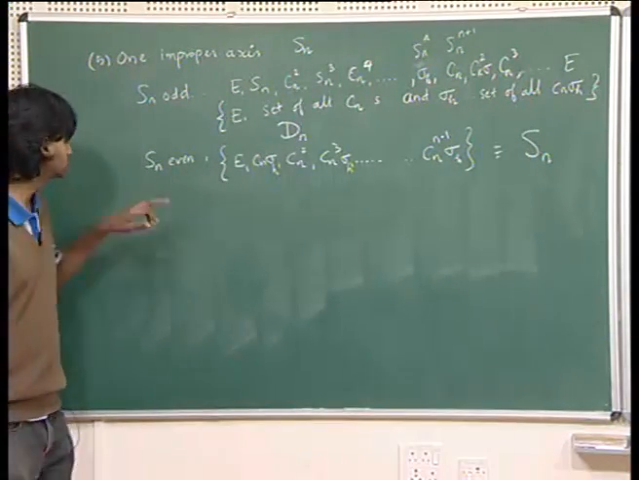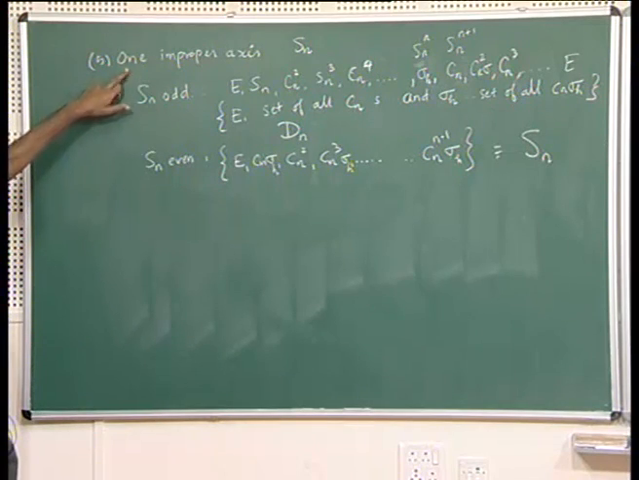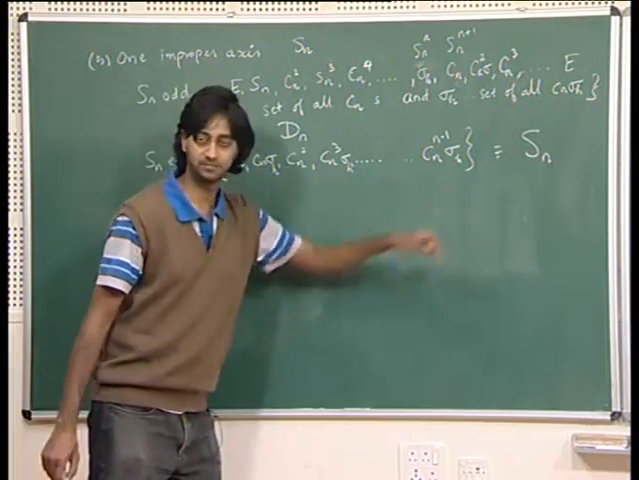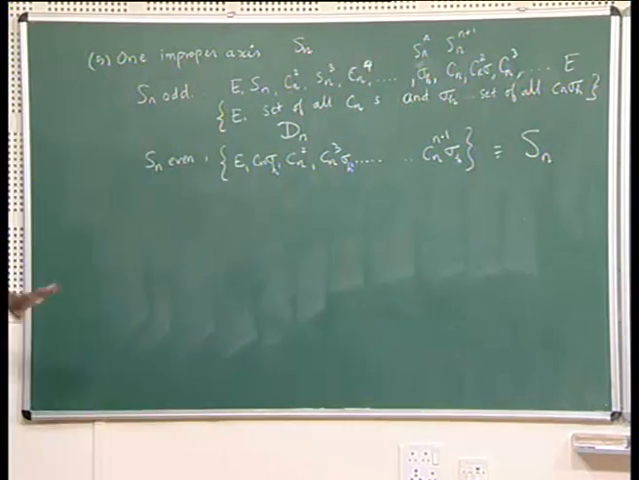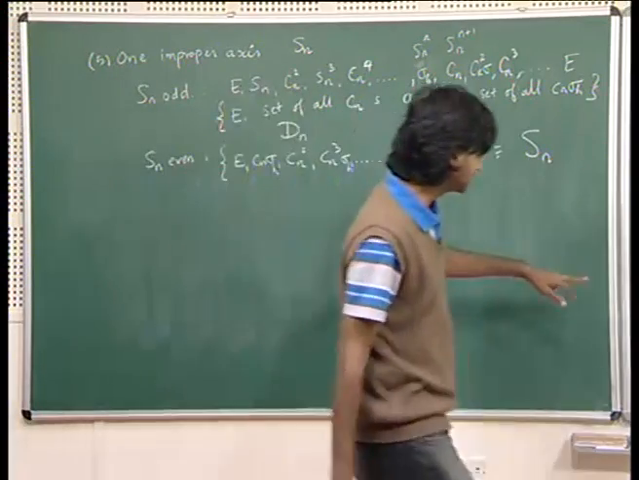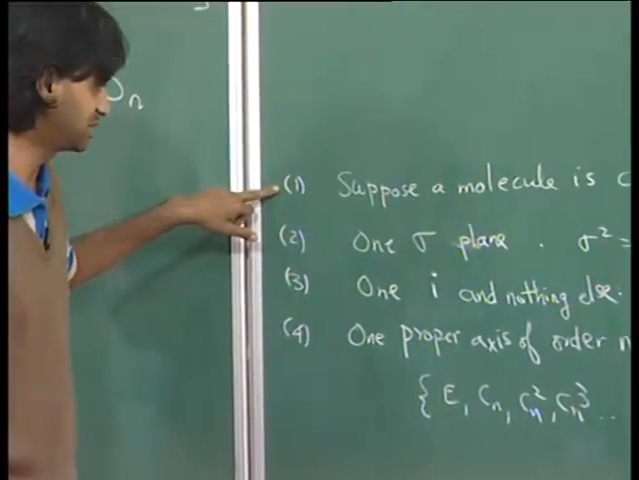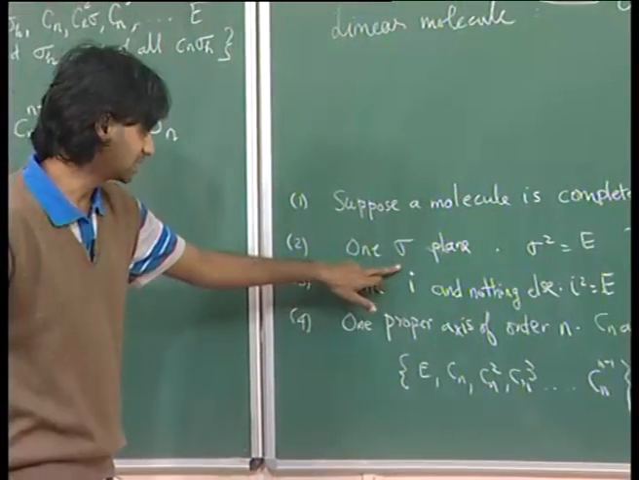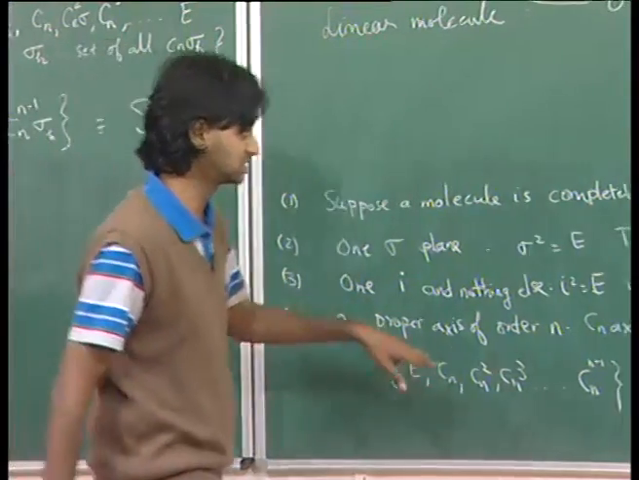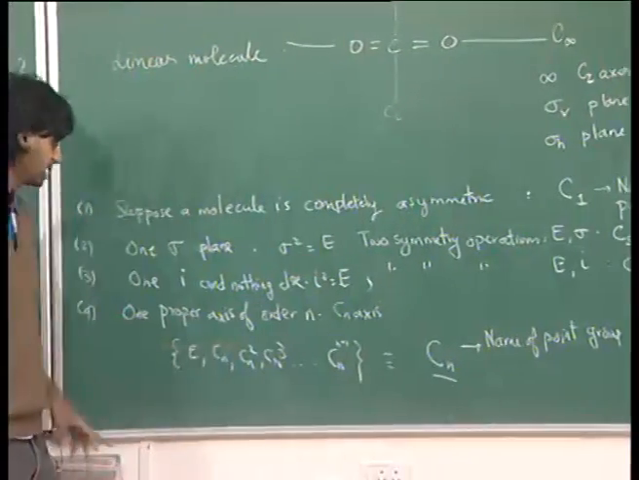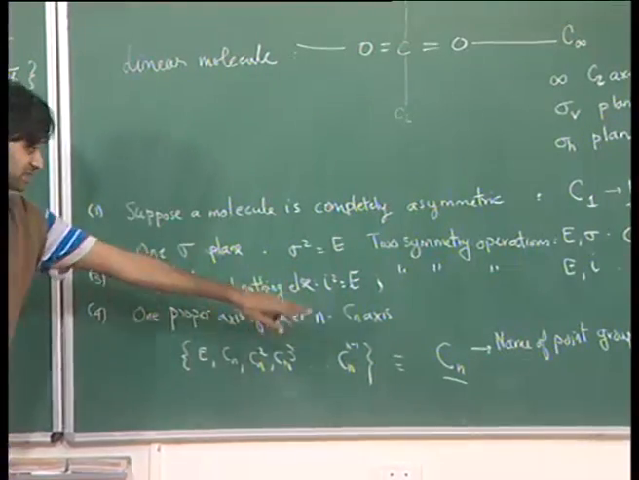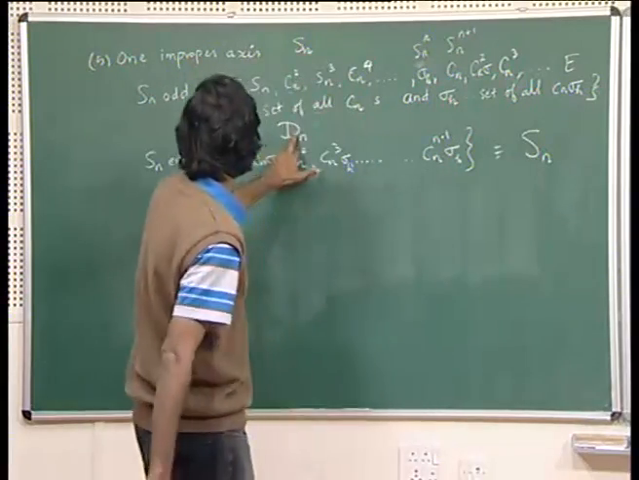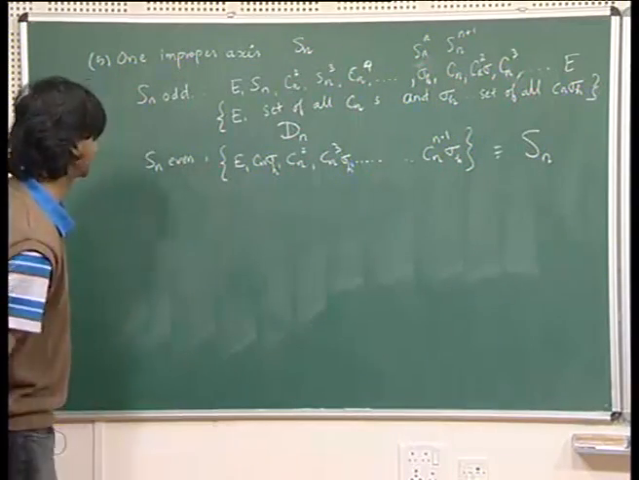So in case you just have one improper axis, if it is an odd axis, the group is called D_n. If it is an even axis, the group is called S_n. So these are the cases where you have only one symmetry element. If that symmetry element is a plane, then the group is C_s. If it is a point, then it is C_i. If it is a proper axis of order n, then the group is called C_n. If it is an improper axis, then the group is called D_n or S_n, depending on whether n is odd or even.